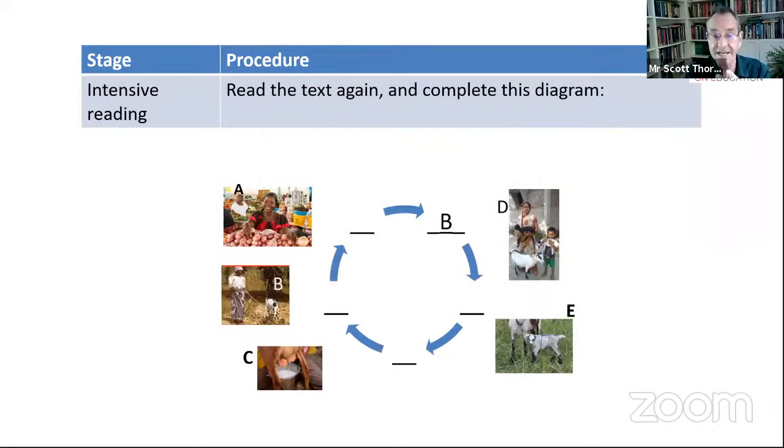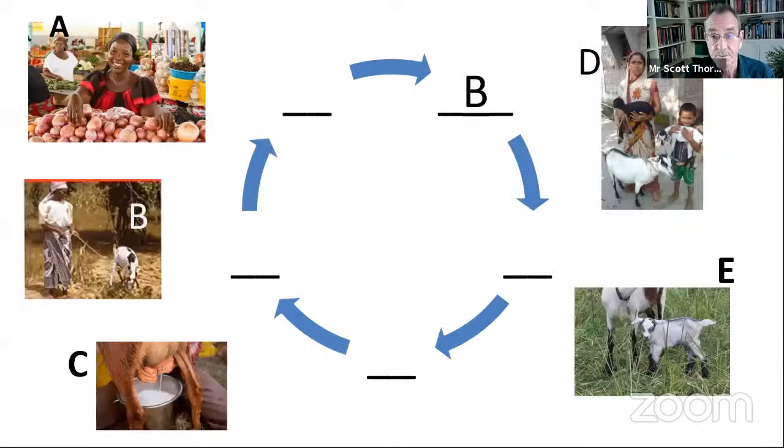Then more intensively, now we're going in for the comprehension, the understanding of the text, the details of the text. So read the text again and complete this diagram. Which picture in which order? It's very important that they understand the text, because it's no good to look at the language in the text until you're sure that they understand the text. And remember, reading the text aloud is not understanding the text. They need to answer questions or a task like this.